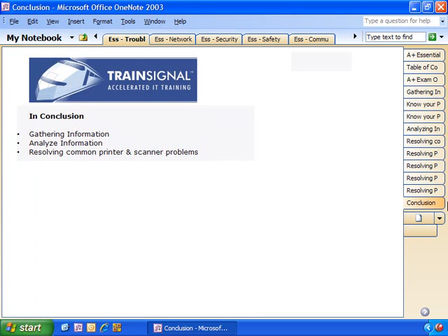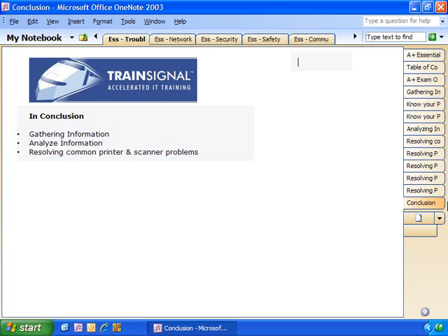All right, and with that, we've reached the end of our video on troubleshooting printers and scanners. In this video, we learned the important troubleshooting procedure as presented by CompTIA on how to gather information about the problem. Make sure you spend a lot of time gathering that information before you move on to analyzing and resolving. We talked about how to analyze information properly, use all the different diagnostics tools, do your own tests. Don't just take the word of someone else.